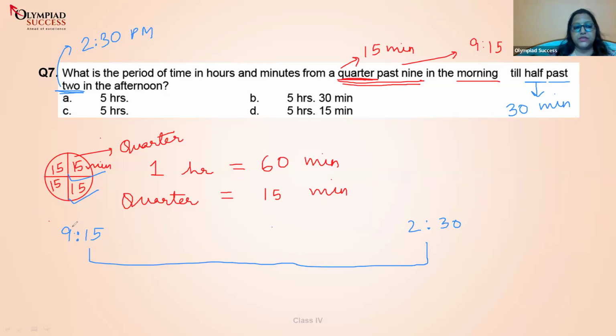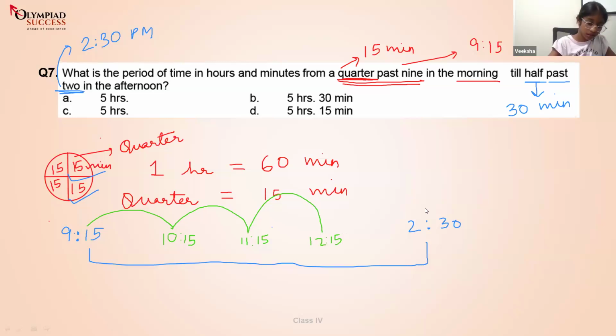See, beta, here you will be just jumping 1 hour mentally. 9:15 plus 1 hour would be 10:15, correct? Right. This is 1 hour. Next, if you take another hour, this would be 11:15, right, beta? Next, 12:15. Are you getting? Yes.